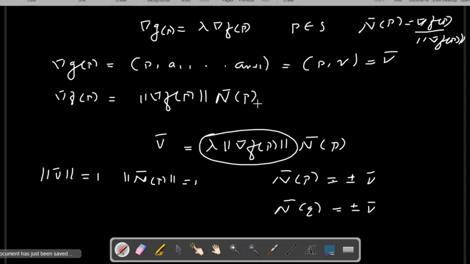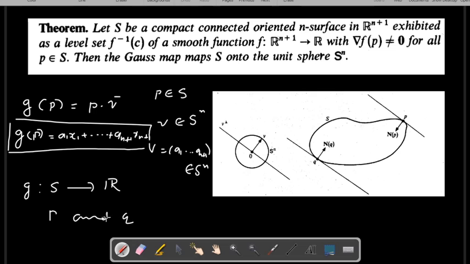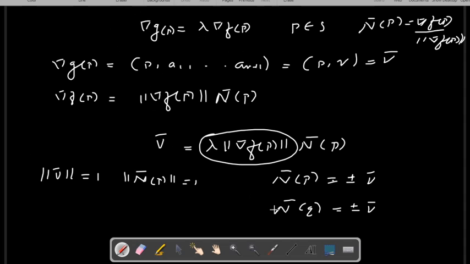Okay, so the points P and Q are the maximum and minimum points, as we have already said. By the Lagrange multiplier theorem, this will be satisfied at P and Q. So at P we are getting this. In a similar way, if you put Q, you will get n bar of Q equal to plus or minus V bar.